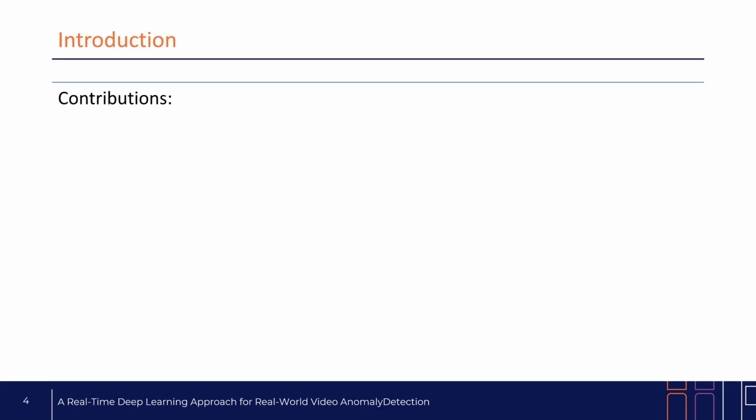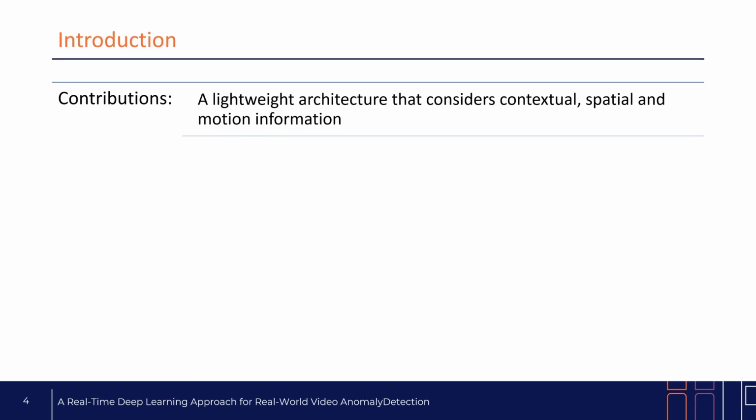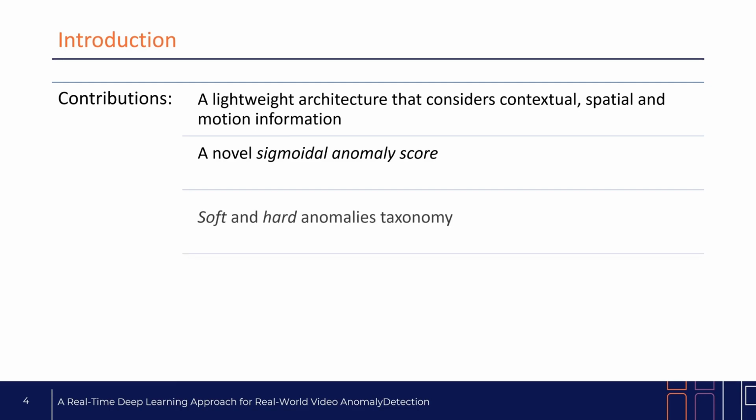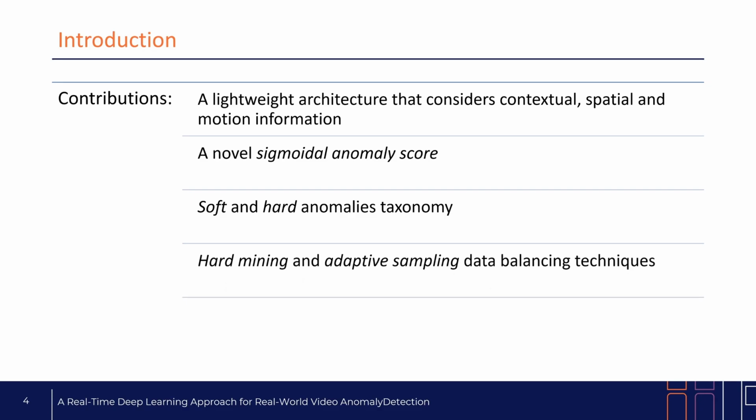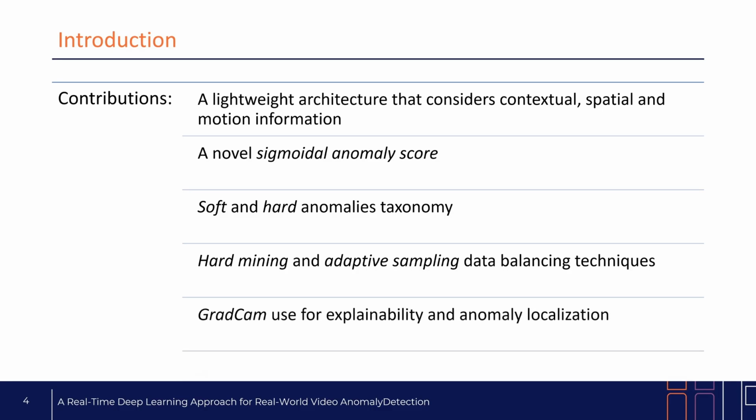These are the main contributions of our work. We propose a novel lightweight deep learning architecture for real-time video anomaly detection that considers contextual, spatial, and motion information. We introduce a novel sigmoidal anomaly score mechanism that produces a more robust score, reducing false positive rate while maintaining a high true positive rate. We defined a new taxonomy for anomalies, dividing them in hard and soft anomalies. We propose a data balancing mechanism to be applied during training, and based on hard mining and an adaptive sampling rate. And finally, we analyzed the learning activity using the GradCam explainability tool to assess which part in the frame contributes the most to anomaly detection, and exploited the results as a tool for anomaly localization in the scene.